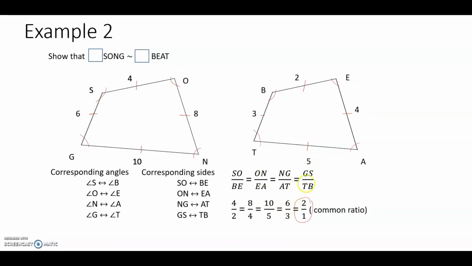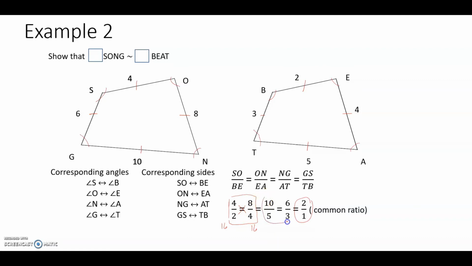And then to check if these corresponding sides are proportional, we can check by choosing 2 out of these 4 ratios to check the cross product property. Let's say 4 over 2 and 8 over 4, you have to cross. So you have 8 times 2, that is 16. 4 times 4 is also 16. So therefore, these are proportional.